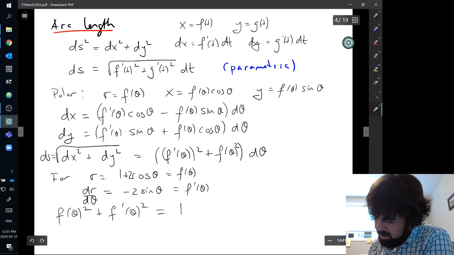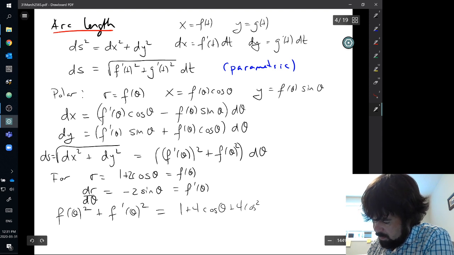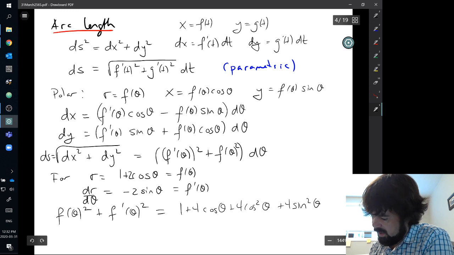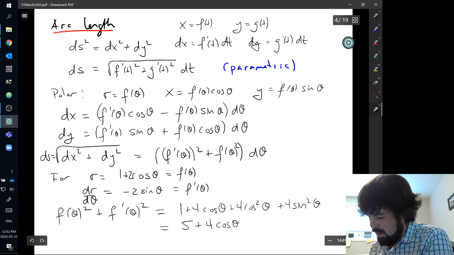We have 1 plus 4 cos theta plus 4 cos squared theta. And then we add in the f prime squared, which is going to be 4 sine squared theta. And of course, sine squared plus cos squared is 1, so we get 5 plus 4 cos theta.